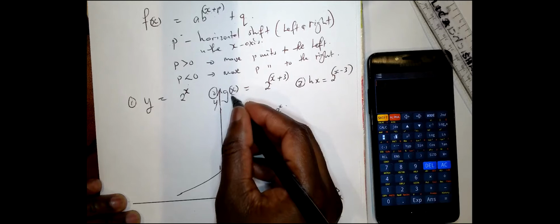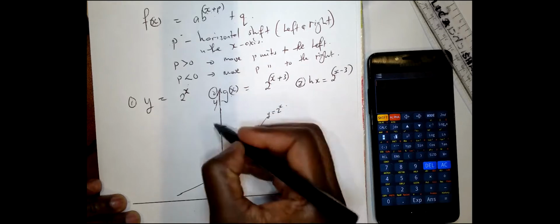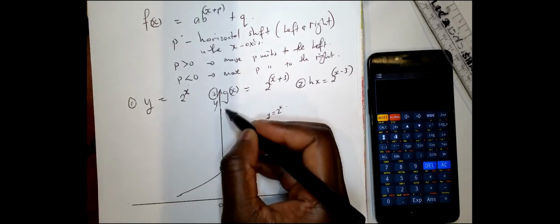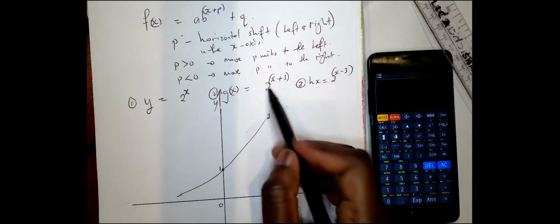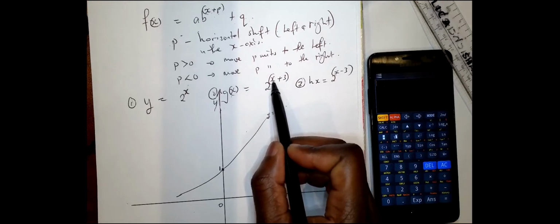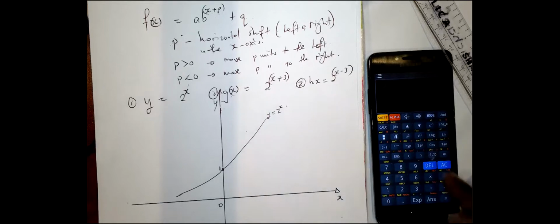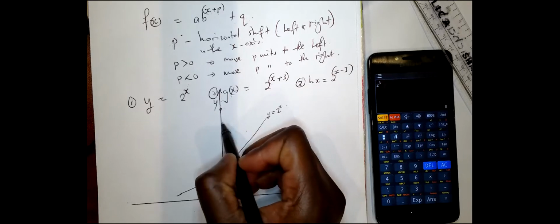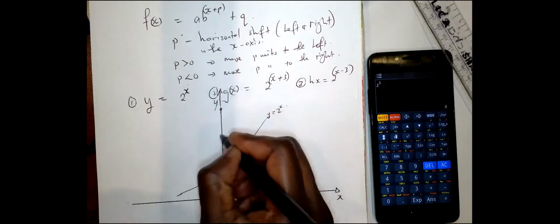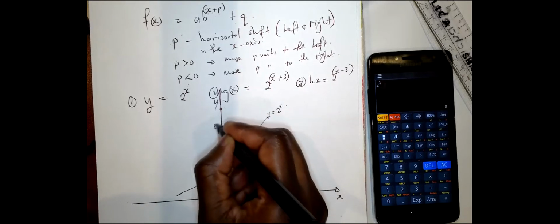If we move there, where will our graph touch? It will touch somewhere here. Let's give an example. If x is equal to 0, what is it going to be? It's going to be 2 to the power of 3, which is equal to 8. So our new value there will be 8. Let's say I just put 8 here. It will touch at 8.